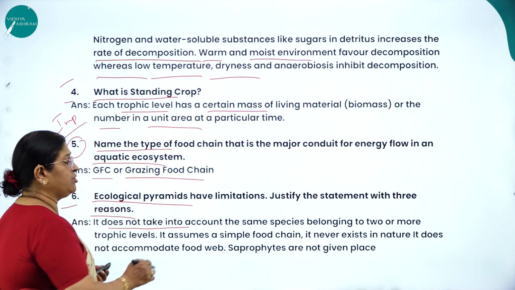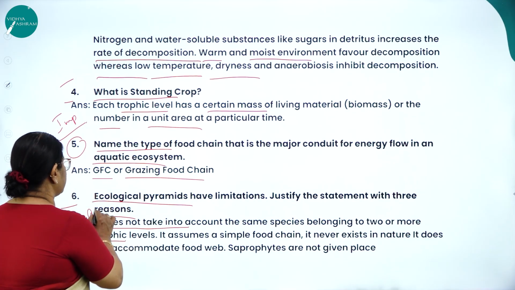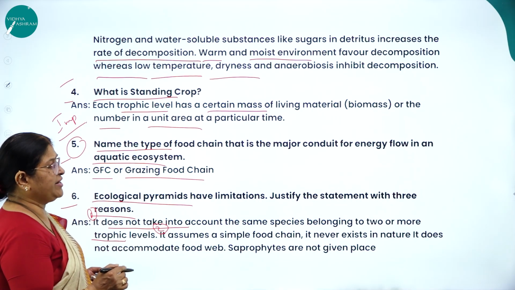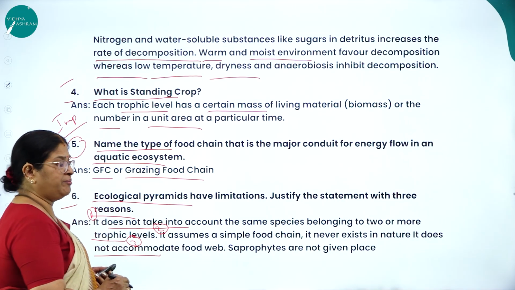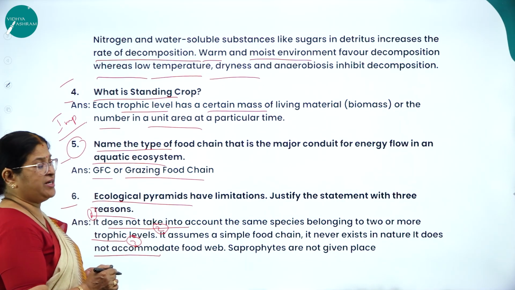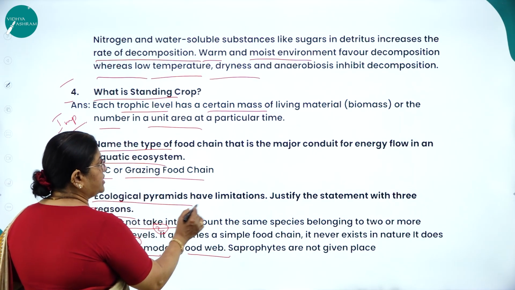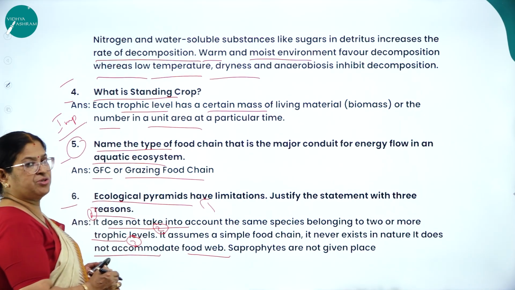It does not take into account the same species belonging to 2 or more trophic levels, is the first reason. Second reason, it assumes a simple food chain, which never exists in nature. Third one, it does not accommodate food webs, and saprophytes are not given a place. So these are 3 very, very important reasons for the ecological pyramids to have limitations.